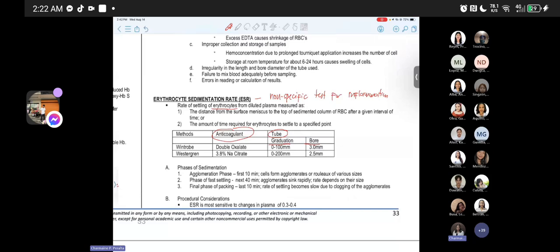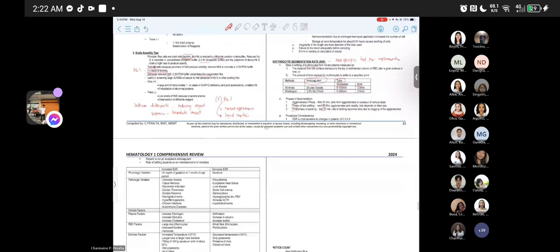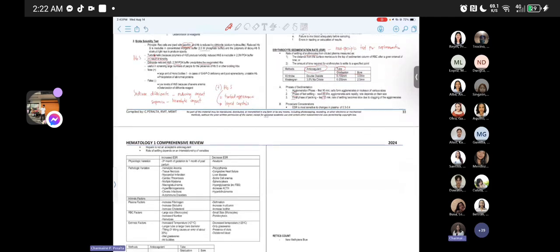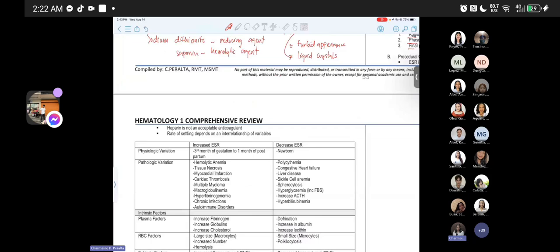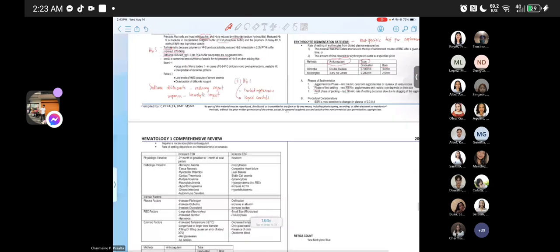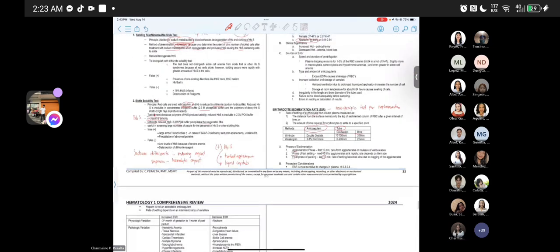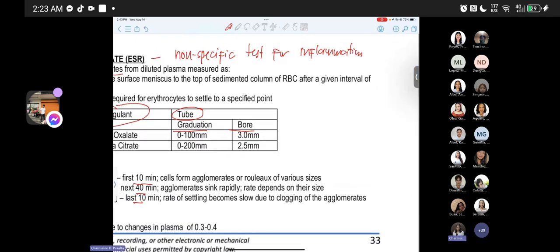In ESR, there are 3 phases. Agglomeration phase, that is the first 10 minutes. Phase of fast settling, which is the next 40 minutes. And yung final phase of packing, or the last 10 minutes. Procedural considerations: heparin is not an acceptable anticoagulant. Rate of settling depends on an interrelationship of variables. So sabi ko kanina, si ESR, non-specific test, or ginagamit siya for screening.